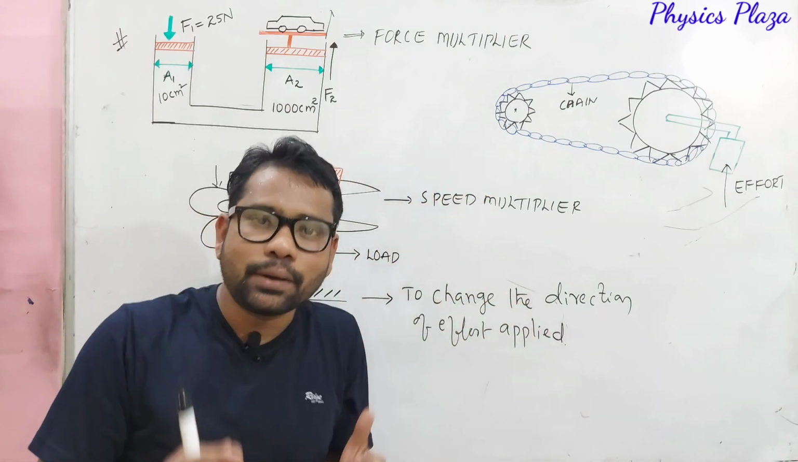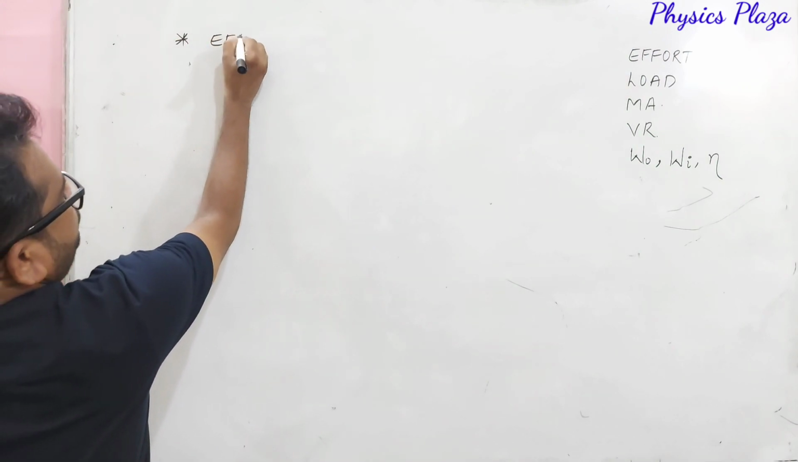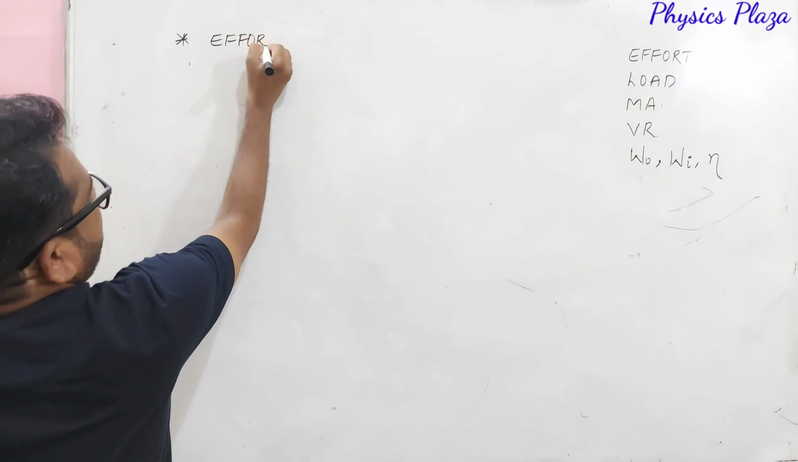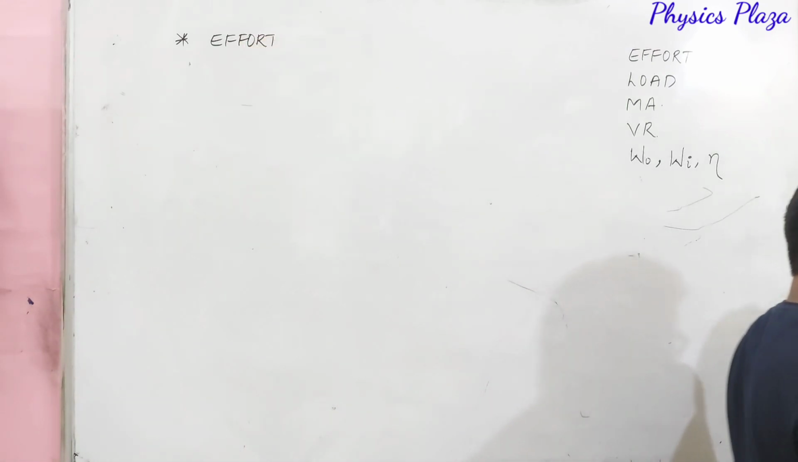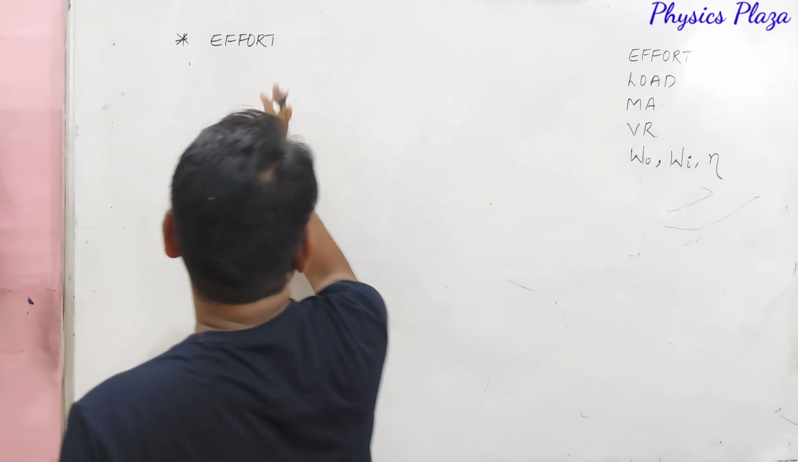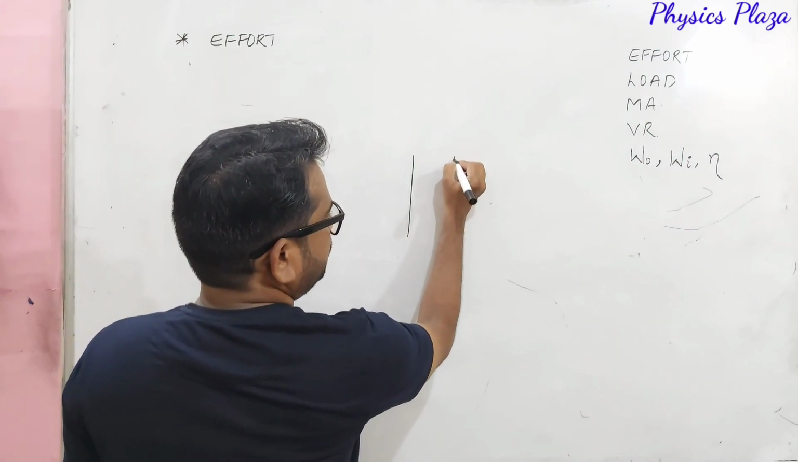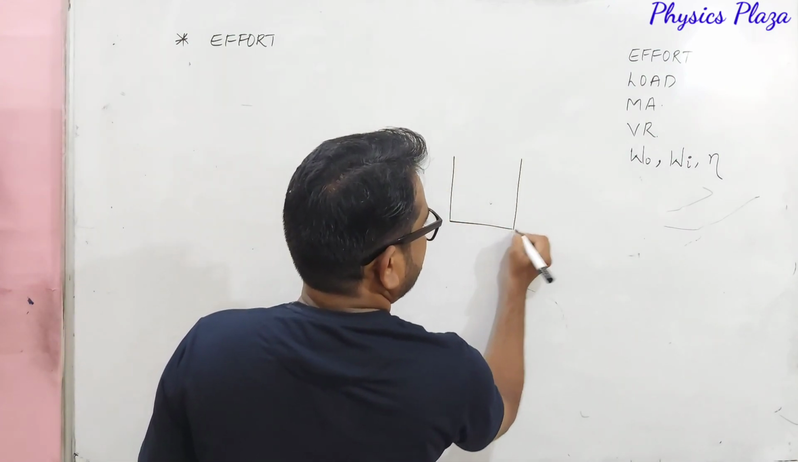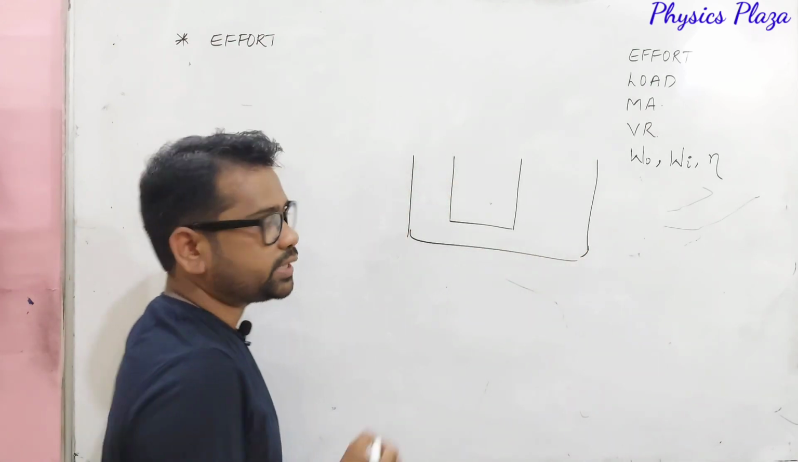Now let us see the terms related to the machine. First, the important term is effort. So first we'll learn what effort actually is, and then we'll discuss what load is. After that we'll discuss how both are related. Children, in order to understand this, let us take once again our hydraulic machine. If you are okay with this, dear children, it's very easy to understand.